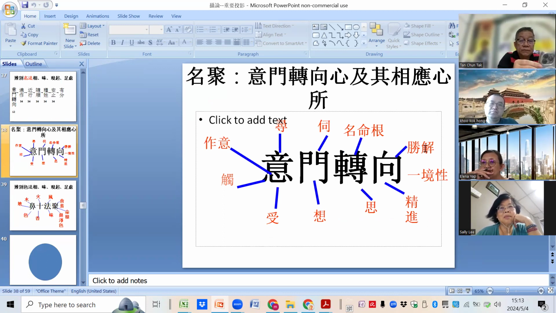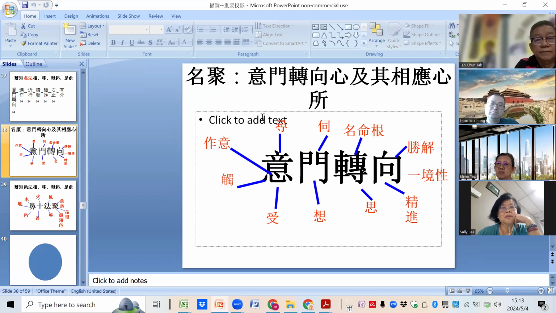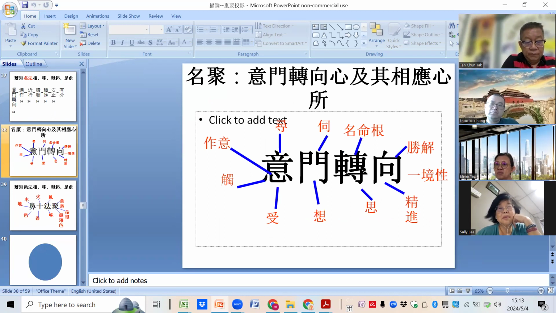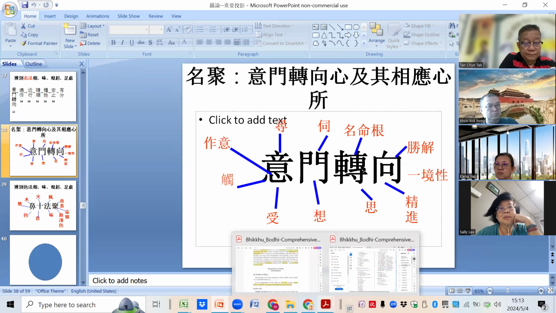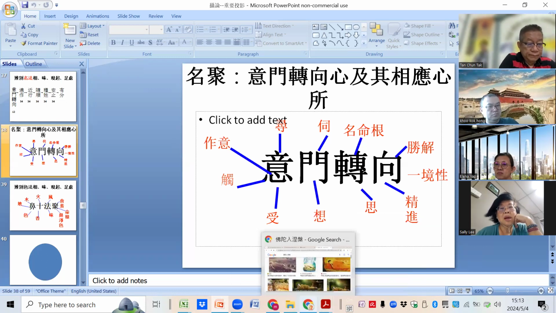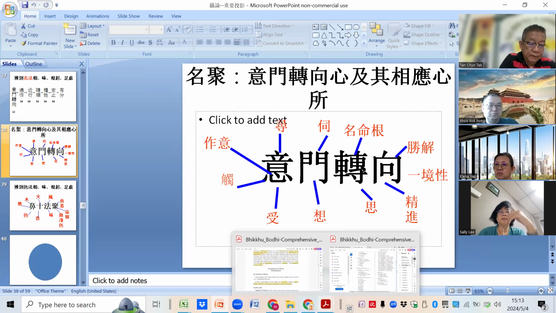If among the Cetasika you are able to see great hatred or delusion, this one must be the unwholesome consciousness. How do we prove it? Class, we have to go back to the diagram. Let me show you the diagram.